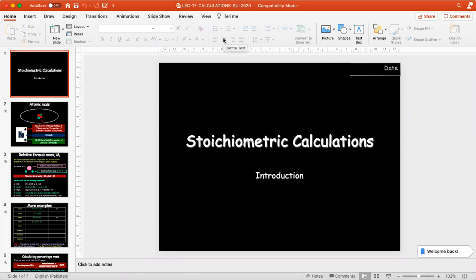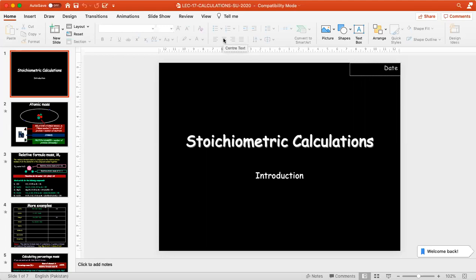This is the next topic, and I can say that this is how we can use maths in chemistry. So these are stoichiometric calculations, and stoichiometry is actually the calculations of reactants and products in a chemical reaction. So in chemistry, we use mathematics while calculating the exact mass of reactants and products.